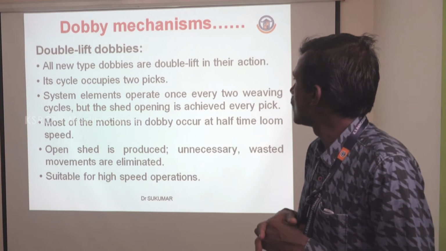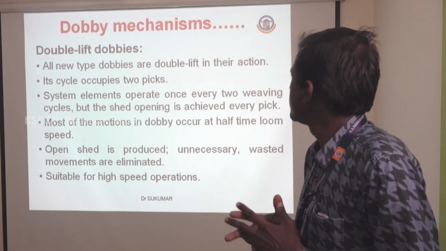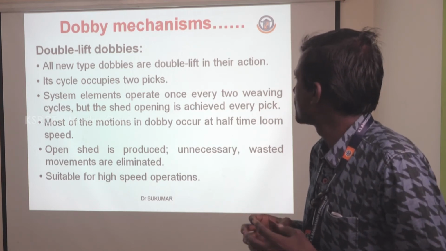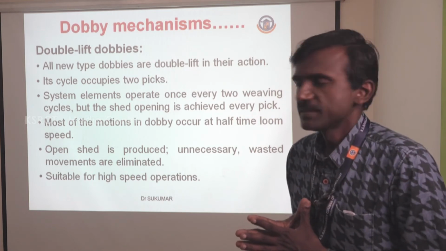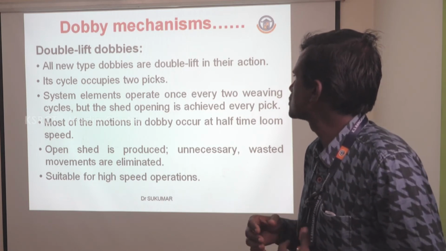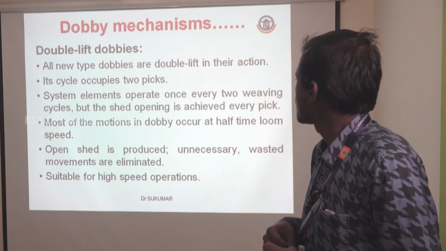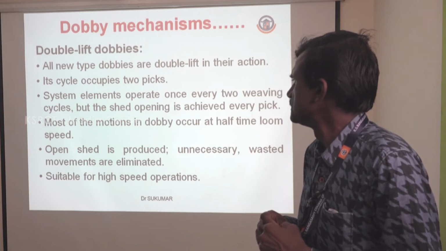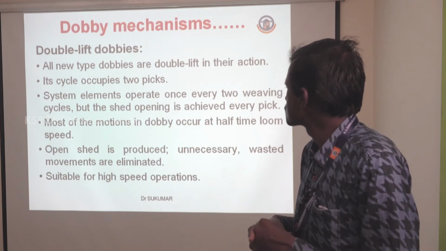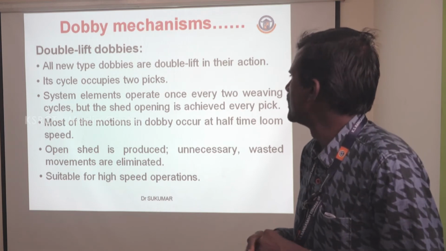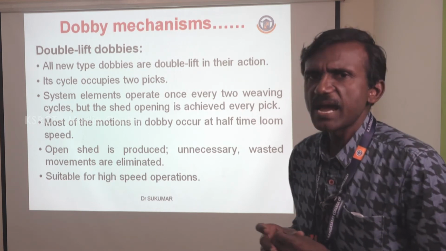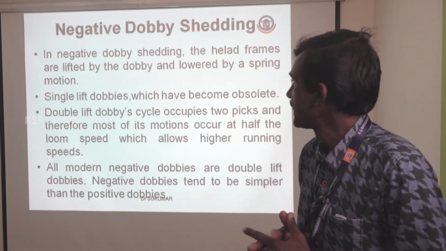The system elements operate once every 2 weaving cycles, but the shed opening is achieved at every pick. Most of the motion in the Dobby occurs at half the loom speed. The open shed is produced, unnecessary wasted movements are eliminated, and it is suitable for high speed weaving operations.